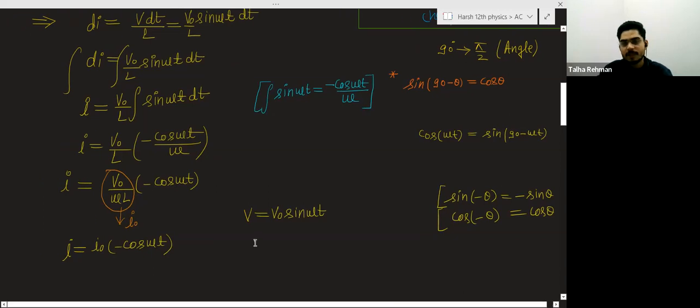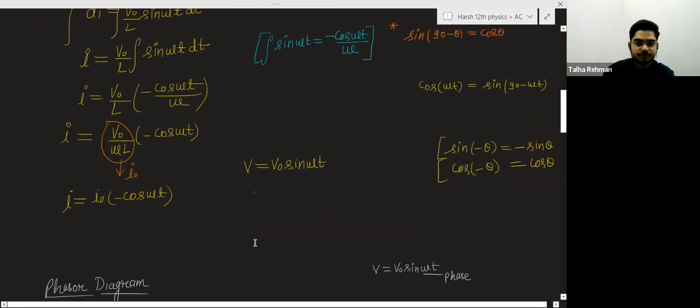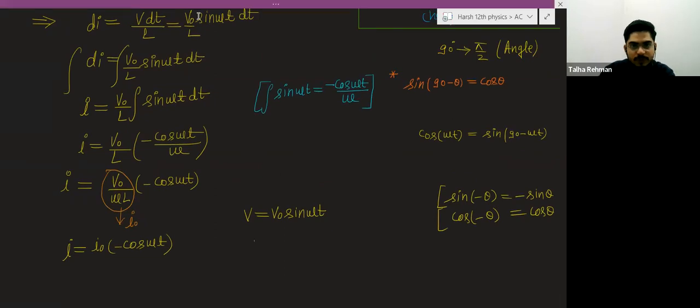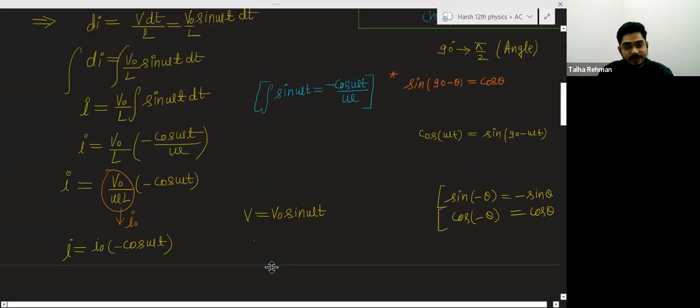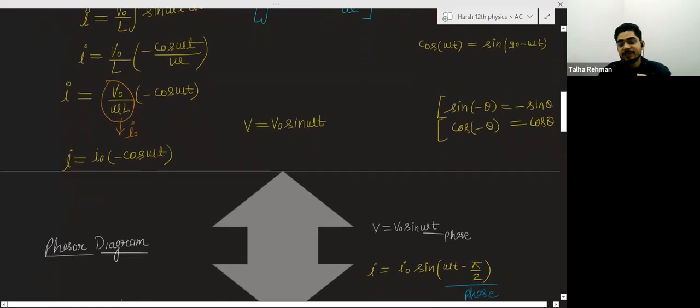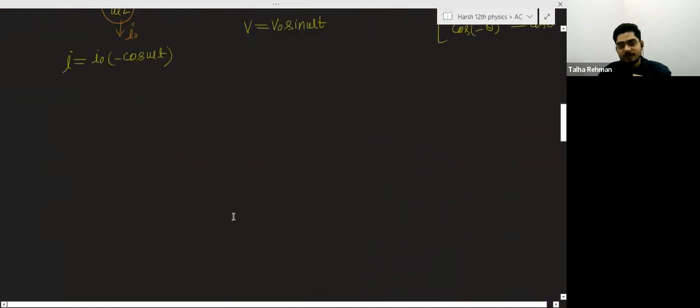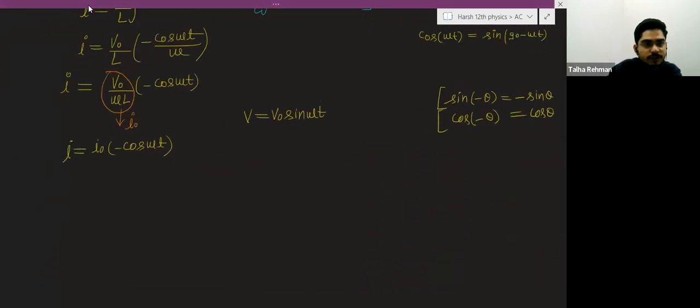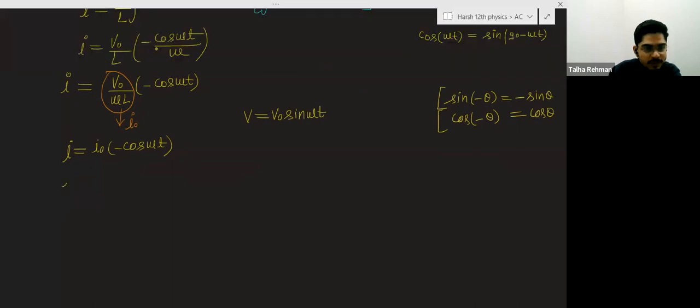Very good. So now here I am not applying the physics. Basically, this is the trigonometry. Okay. So now see, I is equal to I naught, and instead of cos of omega t, I can write sin 90 degree minus omega t.